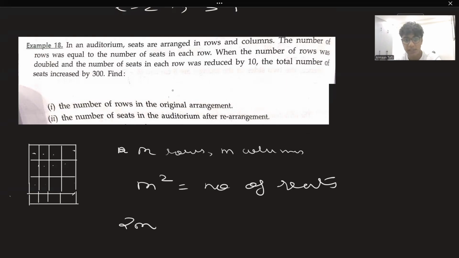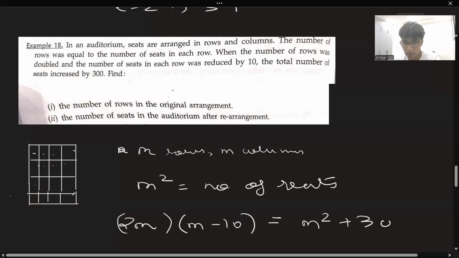And the number of seats in each row is reduced by 10. Number of seats in each row is the number of columns, reduced by 10, so that's m minus 10. The total number of seats increased by 300. Okay, so they've told us that the number of seats is actually increasing by 300. So m square was the number of seats originally. It's now equal to m square, the original number of seats, plus 300.